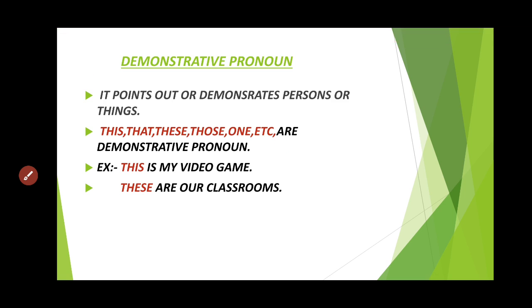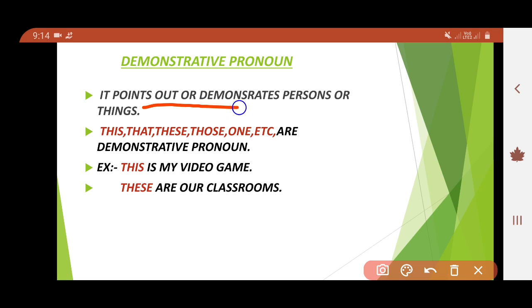Okay, so let's start. What is demonstrative pronoun? It points out or demonstrates persons or things. When we go to an example, it will be more clear for you. The second point: this, that, these, those, one, etc. are demonstrative pronouns. That means this, these, those, one, that, all these are examples of demonstrative pronoun. So let us go to the examples in sentences.